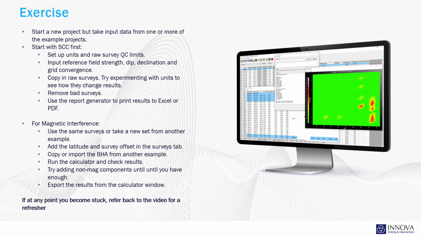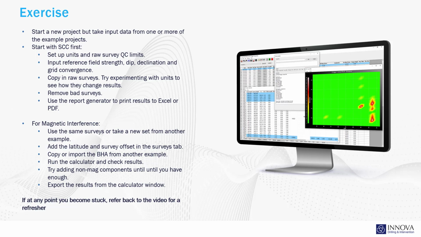That concludes the question and answer section. So now we'll move on to the exercise. When performing this exercise, you should start with a blank project, but you're going to need survey and BHA input data, as well as some geomagnetic data. So you should copy this data from one or more of the example projects.